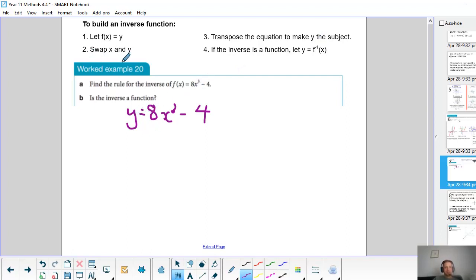So step 2 is just swap x and y. Since our inverses generally just swap our x and y coordinates over with each other, why don't we just swap our letter x and our letter y with each other as well? Yeah, so we're going to rewrite it as this, right? This is step 2.